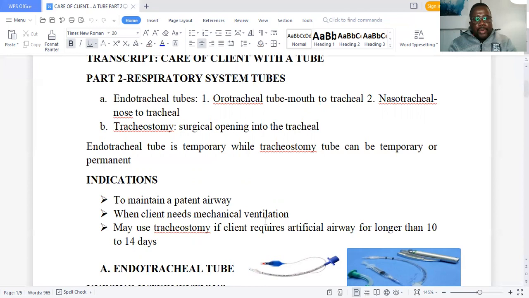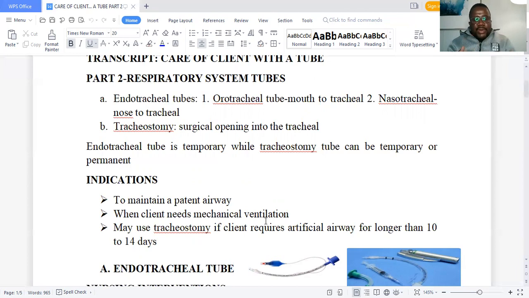Now, the second point could be when the client needs mechanical ventilation. For those of you working in ICU, you should be familiar with some nursing care of a client on ventilation, okay? Mechanical ventilation, that's a whole area on its own. We're going to see more of that when we shall be treating part 3 of this topic, which is care of clients with chest tubes, okay? Chest tube, we see most of them that are connected to mechanical ventilation.